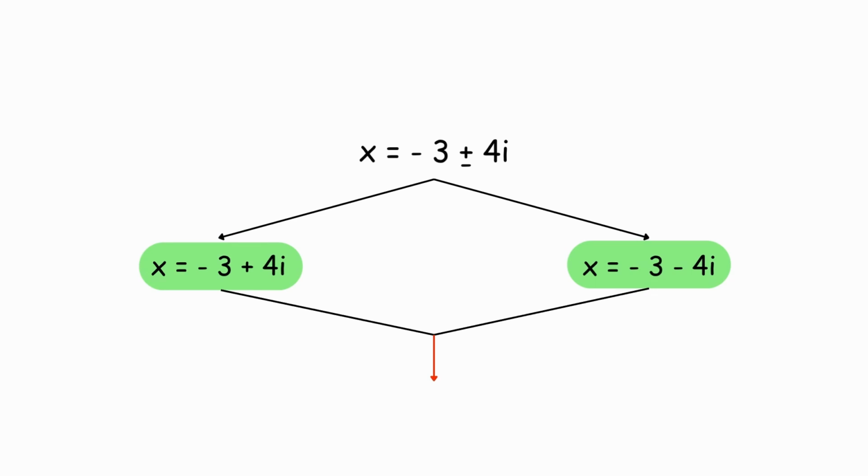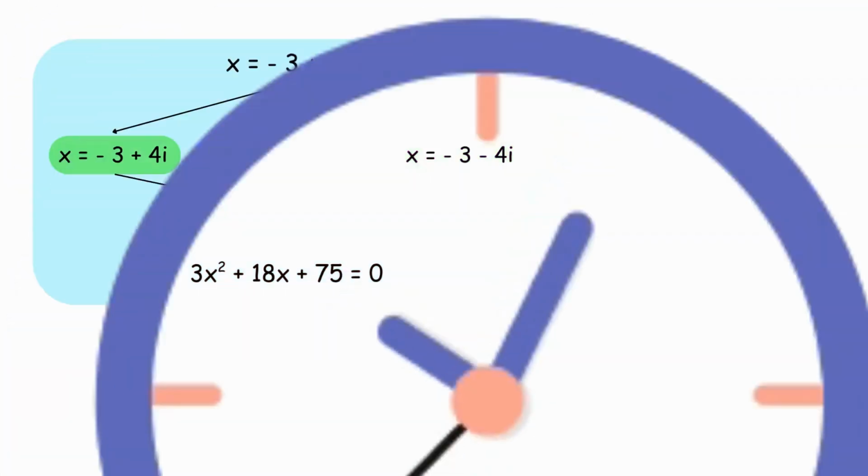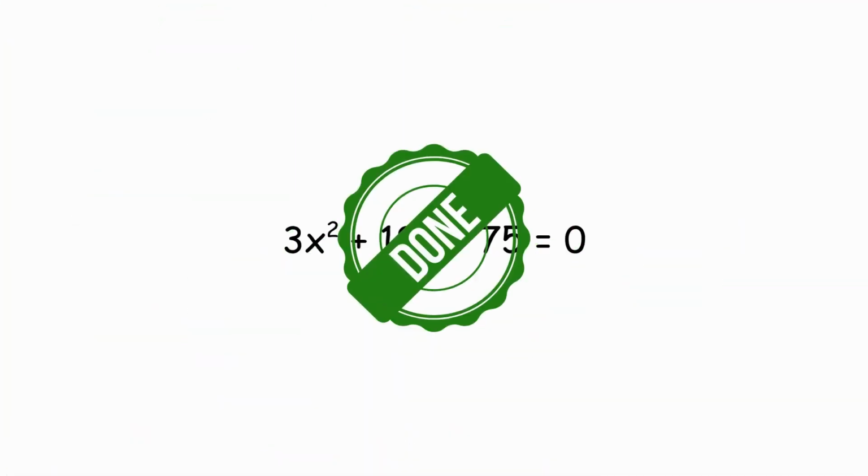These are the solutions of 3x squared plus 18x plus 75 equals 0. Checking these solutions will be left out of the video for the sake of time, and it is instead left as an exercise for the viewer. For now, we are done with this problem.